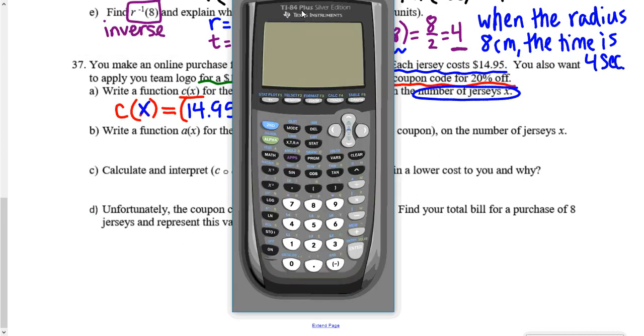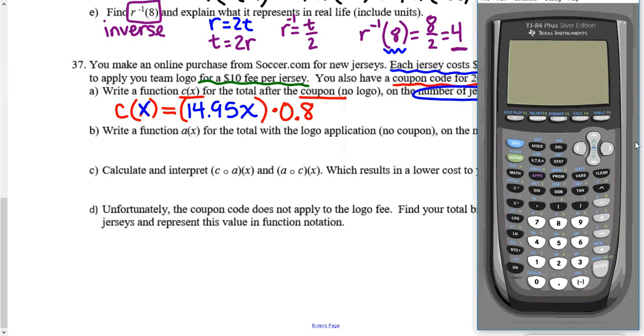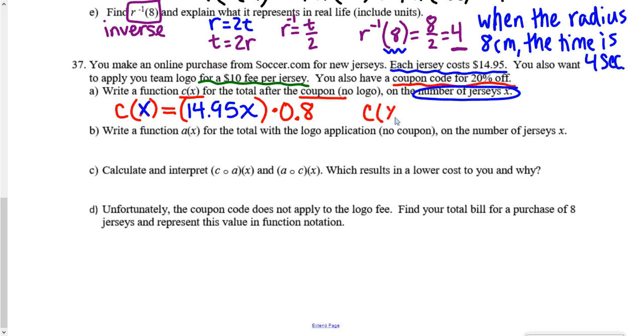Let me put one up here. Sorry, it's right in the middle. I have, clear that out of there, I have $14.95 times 0.8, which gives me $11.96 per jersey. So that's my function, c of x equals $11.95 per jersey. Sorry, I just realized I said that wrong. It was $11.96 per jersey when I look back at my calculator, $11.96 per x.